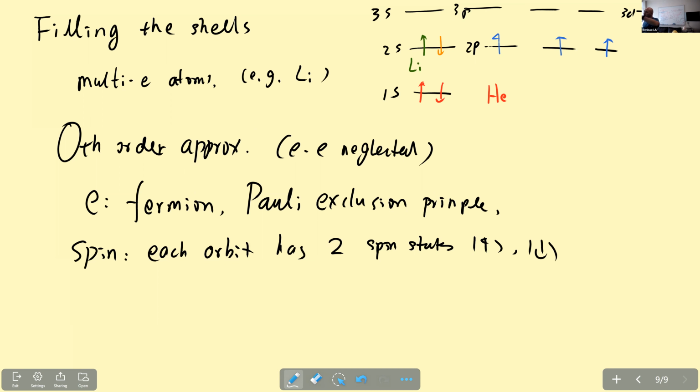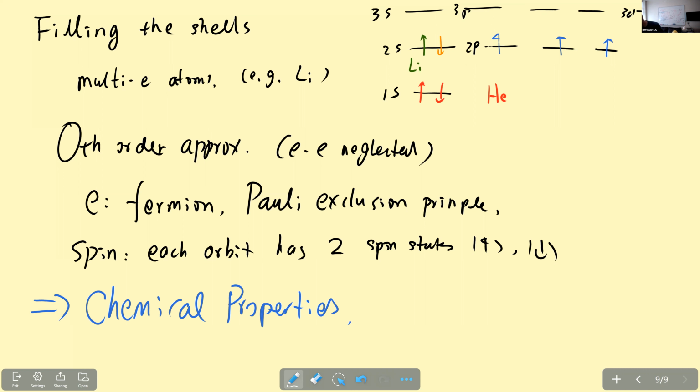So the electrons will fill the shells one by one, starting from the s and then p and the d orbitals. Of course, if the quantum number goes very high, if the principal quantum number is big, then the interactions will make all of these things more complicated. But roughly, this one will be the case. So that one explains the chemical properties, especially the periodic table.